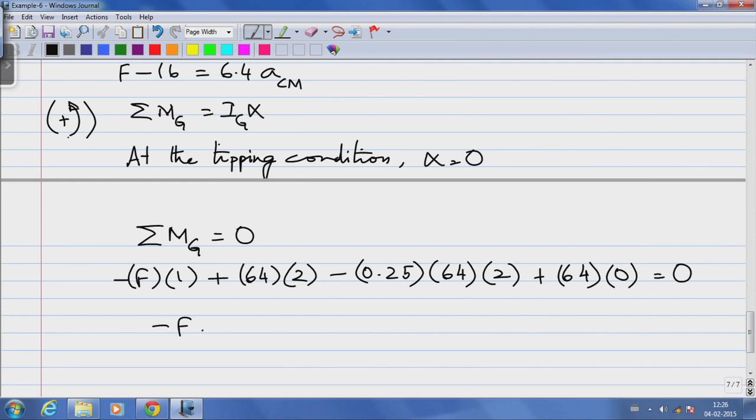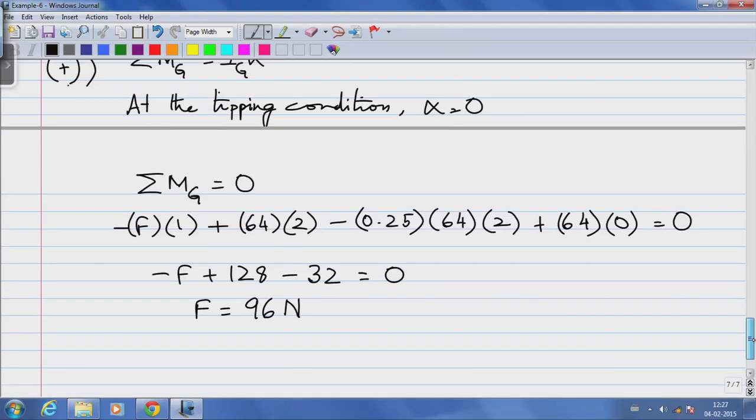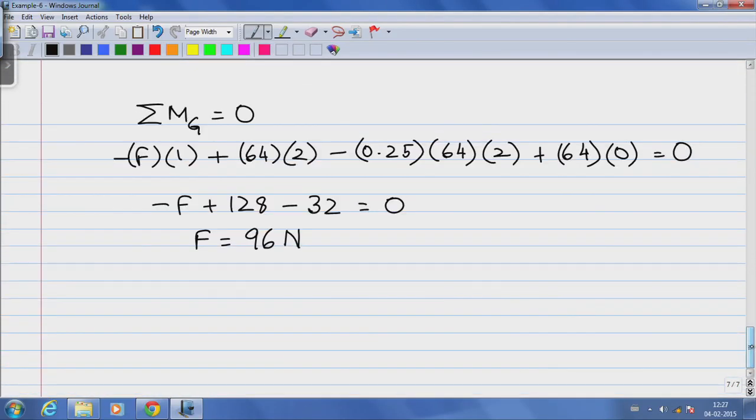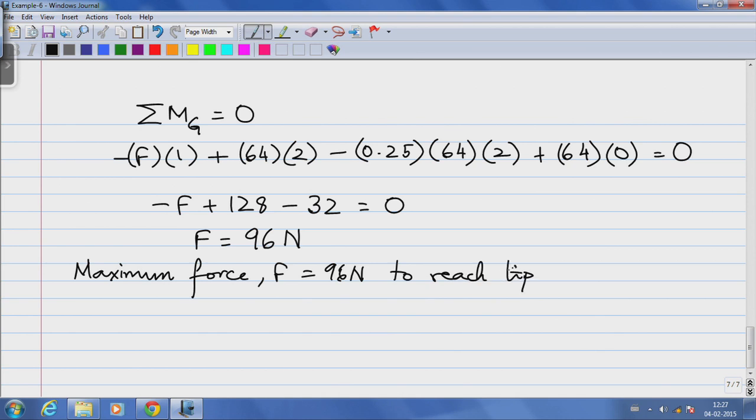So, let us see where this takes us. Plus 128 minus 32 equals 0. So, F happens to be 96 newtons. So, the maximum force to reach tipping condition.